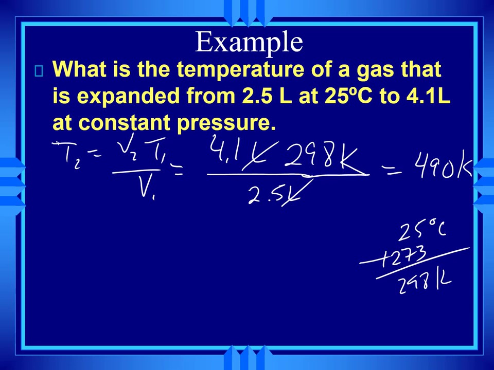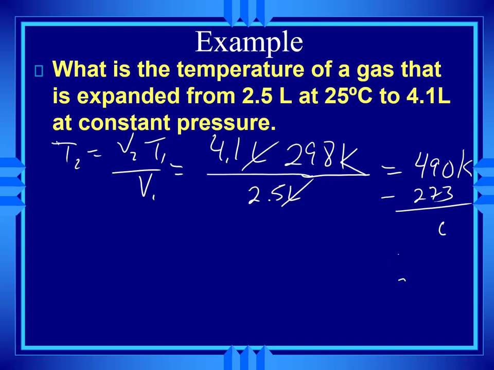If they asked for it in Celsius, I'd still subtract 273. I do all that, subtract the 273, and get 220 degrees Celsius. See, but Mr. Green, my calculator says 217. That's not a sig fig. So I got to cut it off here.